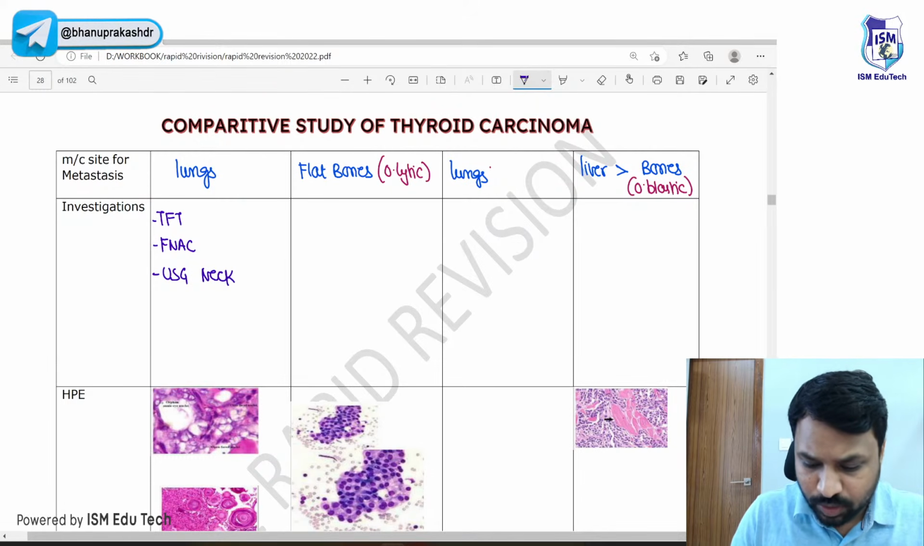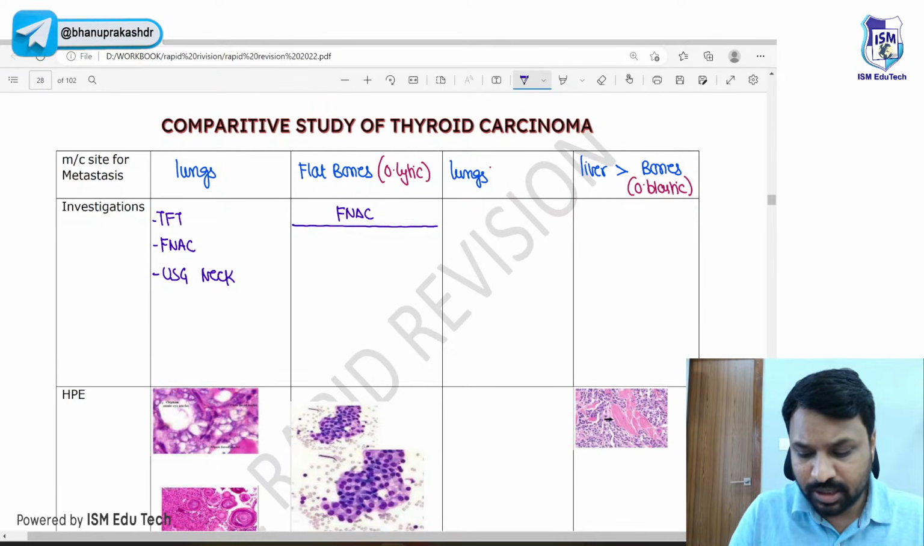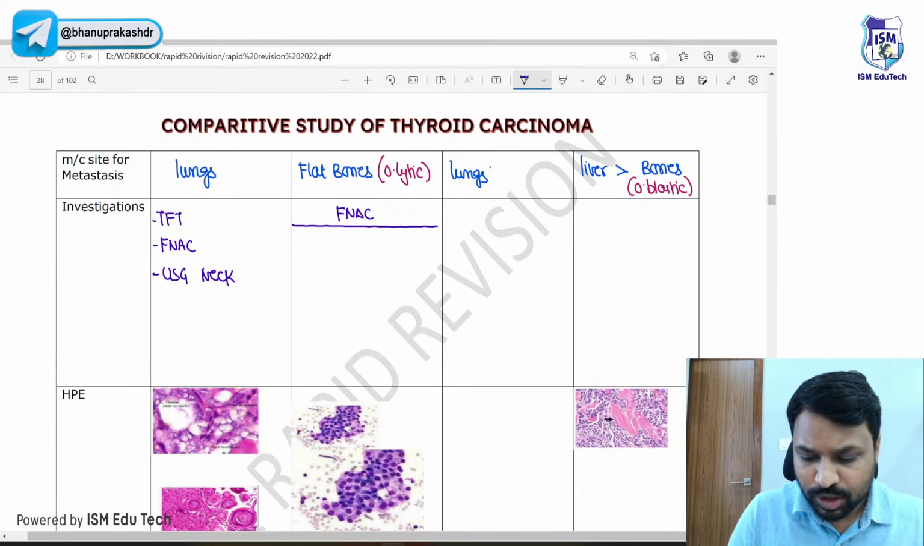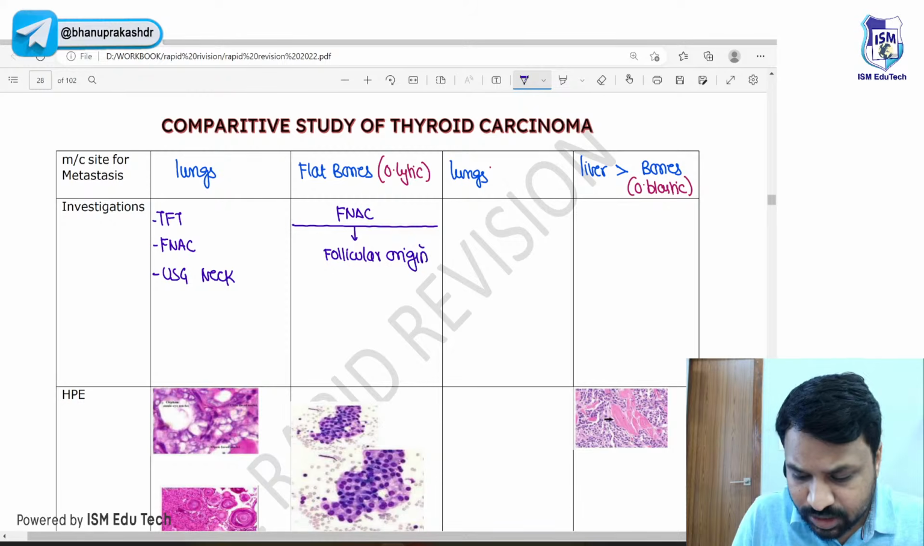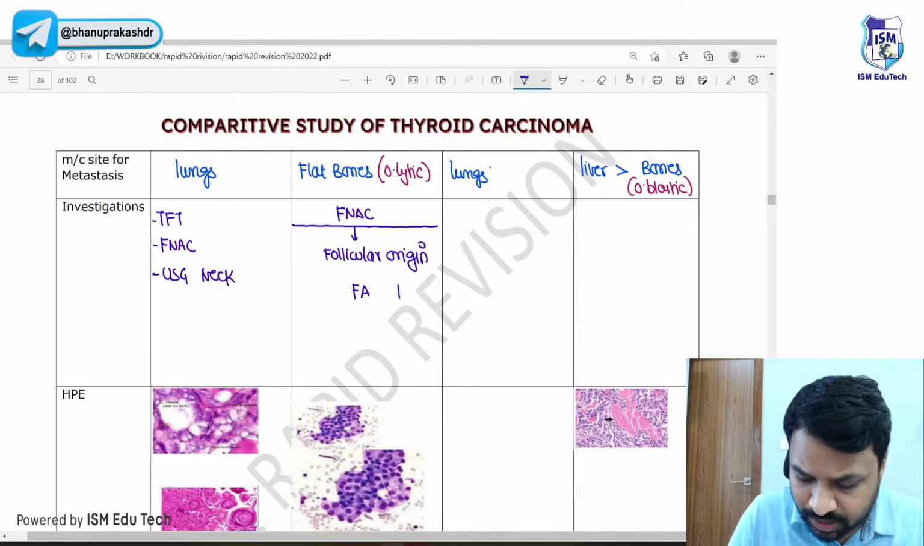Now the problem is when you do FNAC of the follicular cancer thyroid, remember your pathologist will tell you that they cannot differentiate between follicular adenoma and follicular carcinoma. So whenever you do FNAC, your pathologist will tell you it is a follicular origin. But the problem is, in a follicular origin, we have the follicular adenoma as well as follicular carcinoma. My question is, how do you differentiate?